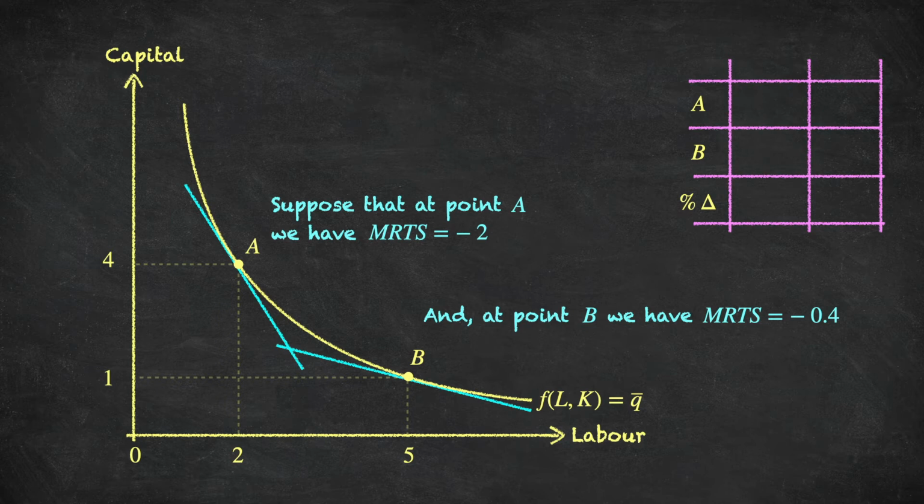Now, I haven't drawn this precisely accurately, but let's suppose that at point A, the marginal rate of technical substitution is -2. And let's suppose at point B, the marginal rate of technical substitution is -0.4. Let's record these in a table and note that the marginal rate of technical substitution changing from -2 to -0.4 is a reduction of 80%. To calculate that 80%, you would take -0.4, deduct -2, and divide by -2, and then multiply it by 100 to get a percentage. So in this diagram, going from point A to point B, the marginal rate of technical substitution has decreased in absolute size by 80%.